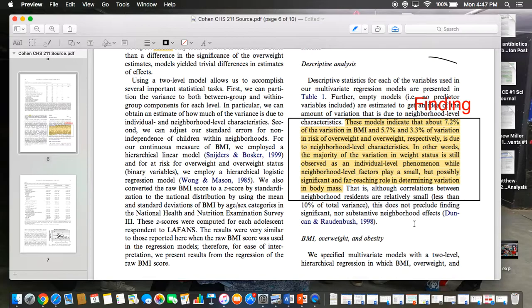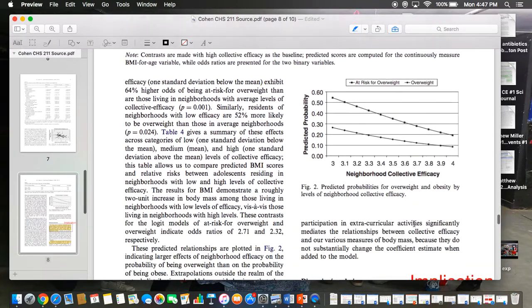These models indicate that about 7.2% of the variation in BMI and 5.7% and 3.3% of variation in risk of overweight and overweight, respectively, is due to neighborhood level characteristics. In other words, the majority of the variation in weight status is still observed as an individual level phenomenon, while neighborhood level factors play a small but possibly significant and far-reaching role in determining variation in body mass. And then implications are found lower.